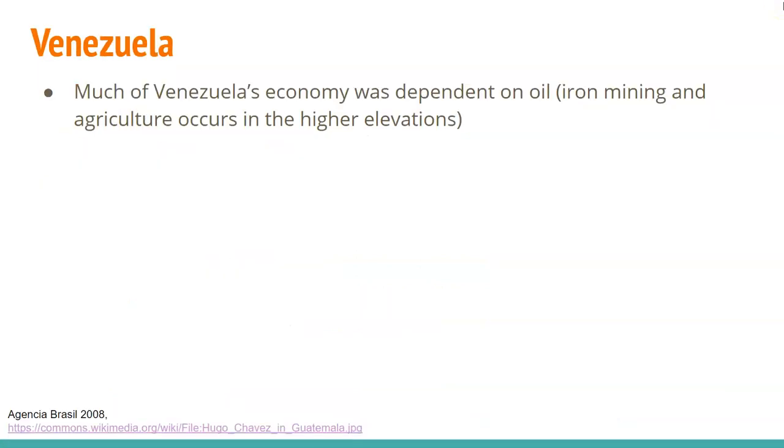Venezuela, also very dependent on oil. Venezuela has a very large economy in terms of oil. They also had some iron mining and agriculture happening in higher elevations. When we look at our Central American lecture, we'll see how the different elevations have a big impact on what kind of plants and crops you would grow.